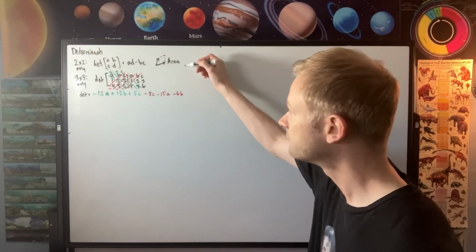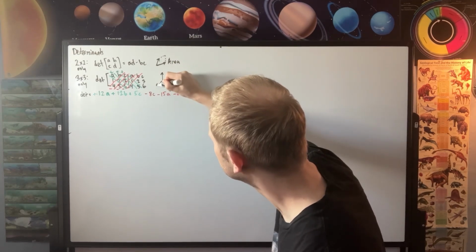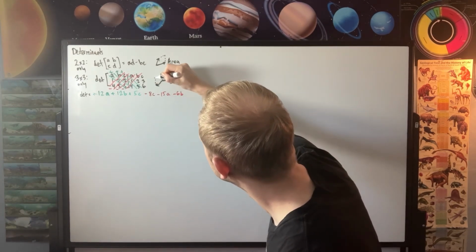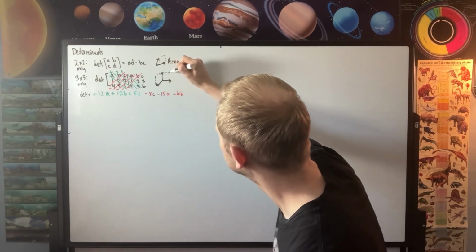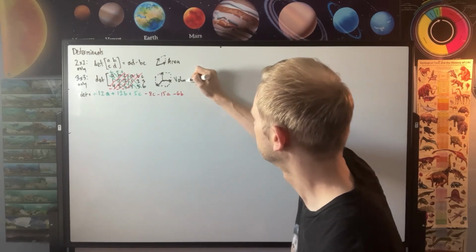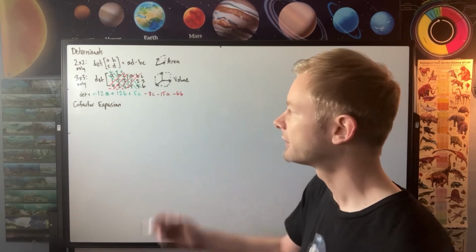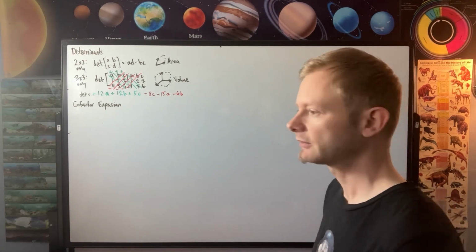Well, if the 2 by 2 gave us an area, it makes sense that we might be able to get a volume out of this 3 by 3 over here. Something like this. Nice. Well, what if the determinant isn't a 2 by 2 or a 3 by 3? We can also use a cofactor expansion method.